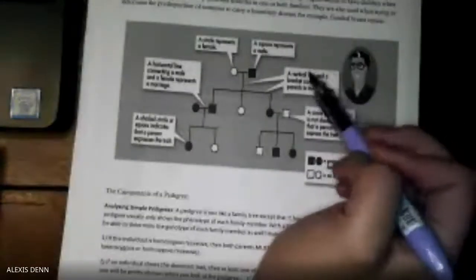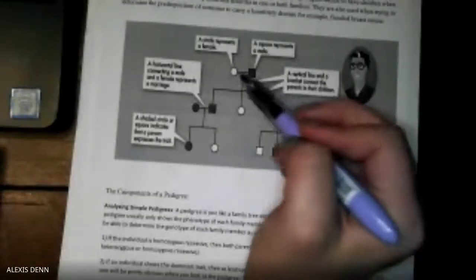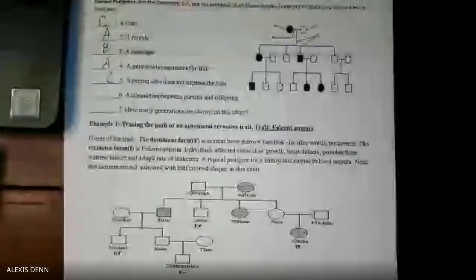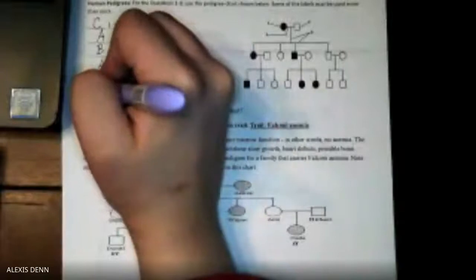Connection between parents and offspring. Going back to the key they gave us, a vertical line and a bracket connect the parents to their children. So D is the answer choice.